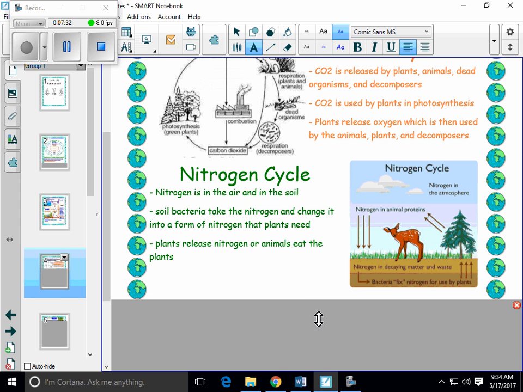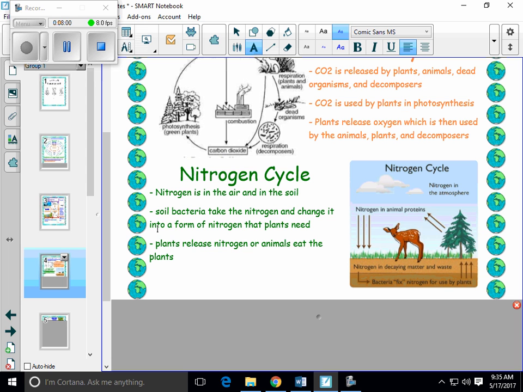The nitrogen cycle, so we have nitrogen that's in the air. It's atmospheric nitrogen. You would write it with a capital N and a little 2 next to it. And we have nitrogen in the air. There's also some in the soil. But plants need nitrogen, but they can't use it in that way. They can't use the regular atmospheric nitrogen.